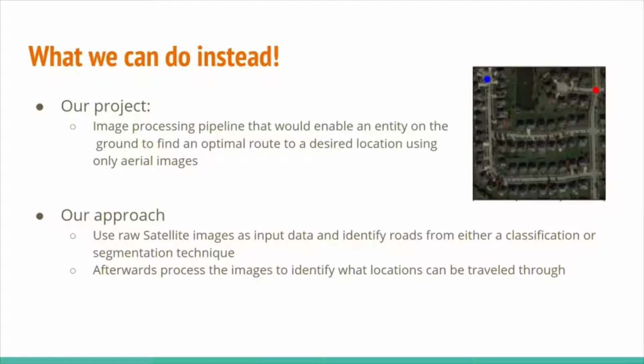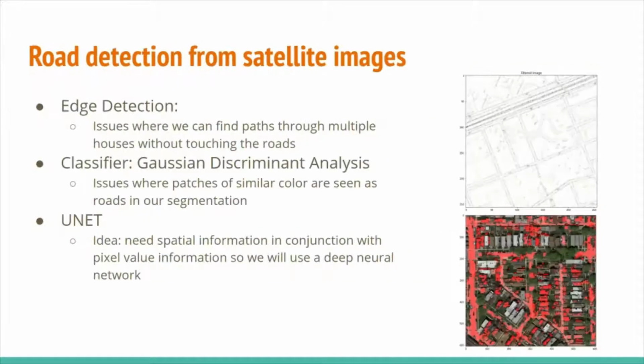For our approach, we'll be using raw satellite images as an input data and identify roads from either a classification or a segmentation technique. To detect roads in satellite images, we have three main methods: edge detection, classification techniques, and Unet. For edge detection and classification techniques, we ran into issues. For edge detection, we could find the boundaries between roads and non-roads. However, we couldn't tell what was a road and what wasn't a road. For our classification technique, we could find patches of roads in the image. However, as you can see in the output image on the right, the patches were not continuous.